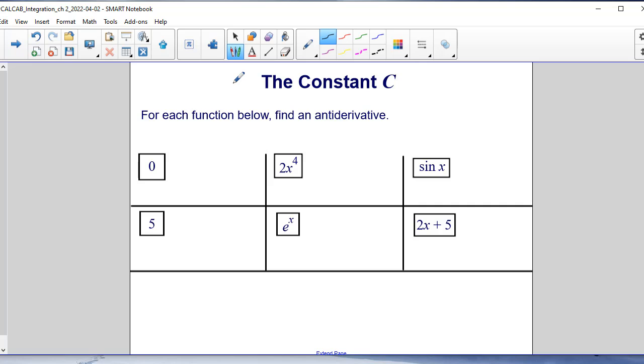Continuing on with our conversation about the constant C, let's determine the antiderivative for each of these functions below. So given 0, if this is the derivative, what was the original function? Or if we consider 2x to the fourth, if that's the derivative, what was the original function? And it would be the same thing for sine of x, or 5, e to the x, or even 2x plus 5. If these are all derivatives, what was the original function?